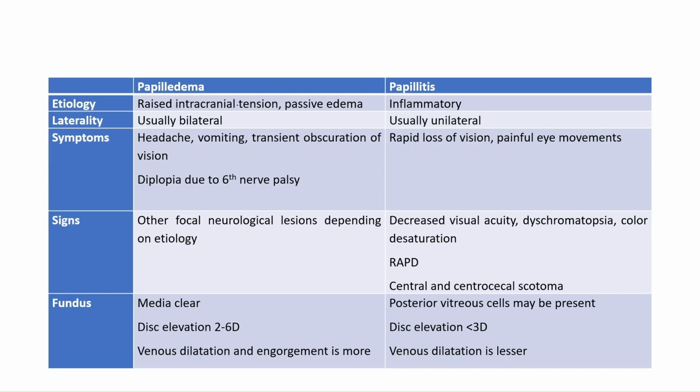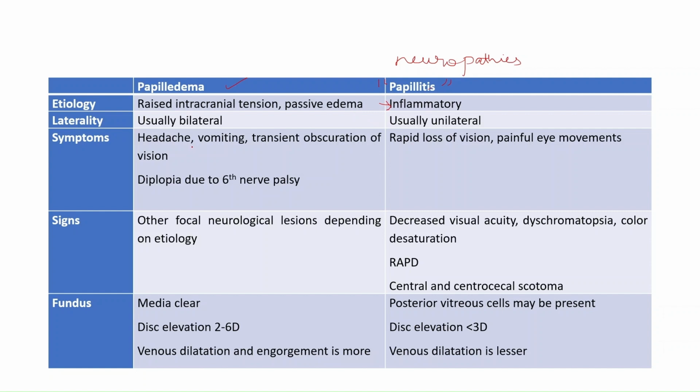Now we have discussed papilledema in detail, but there are conditions in which there is disc edema and associated optic nerve function loss. These conditions are known as optic neuropathies. Loosely we can use the term papillitis, in the sense of inflammation of the papilla or optic nerve head. The etiology in papilledema is raised intracranial tension, and it is a passive edema, not an active edema, whereas papillitis refers to an inflammatory cause of disc edema. Papilledema is usually bilateral because there is a central cause for it, whereas papillitis is usually unilateral.